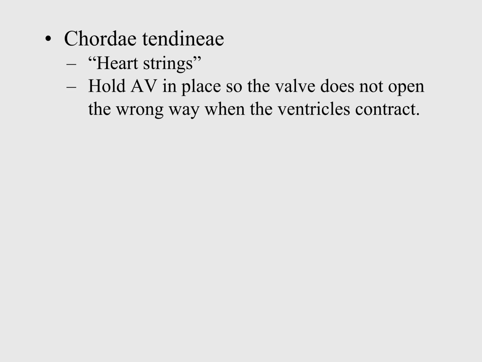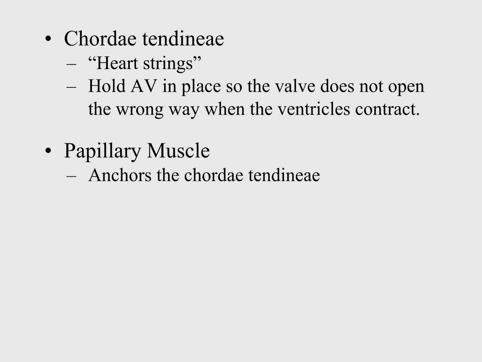You also have these structures known as chordae tendineae, or heartstrings, and they do look like heartstrings. Their job is to hold the atrioventricular valves in place so that whenever the ventricles contract, the blood doesn't go back into the atria. You want the blood to keep going in one direction. And these heartstrings are attached to the heart through the papillary muscles, so that's their job, to anchor these heartstrings.